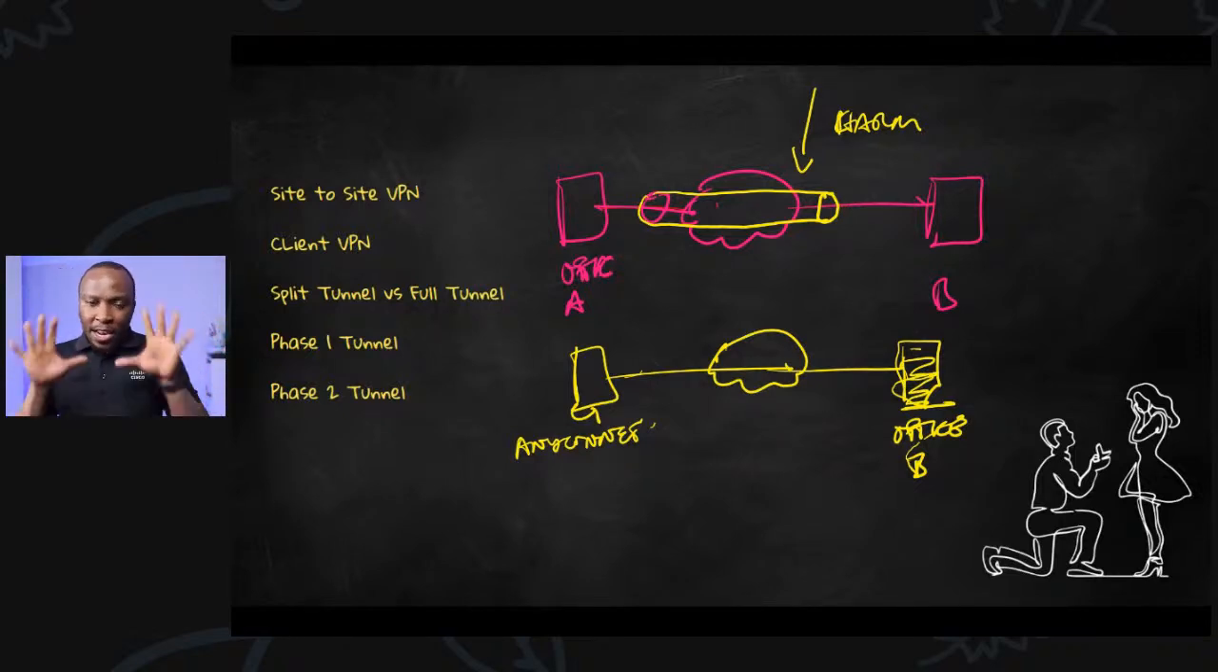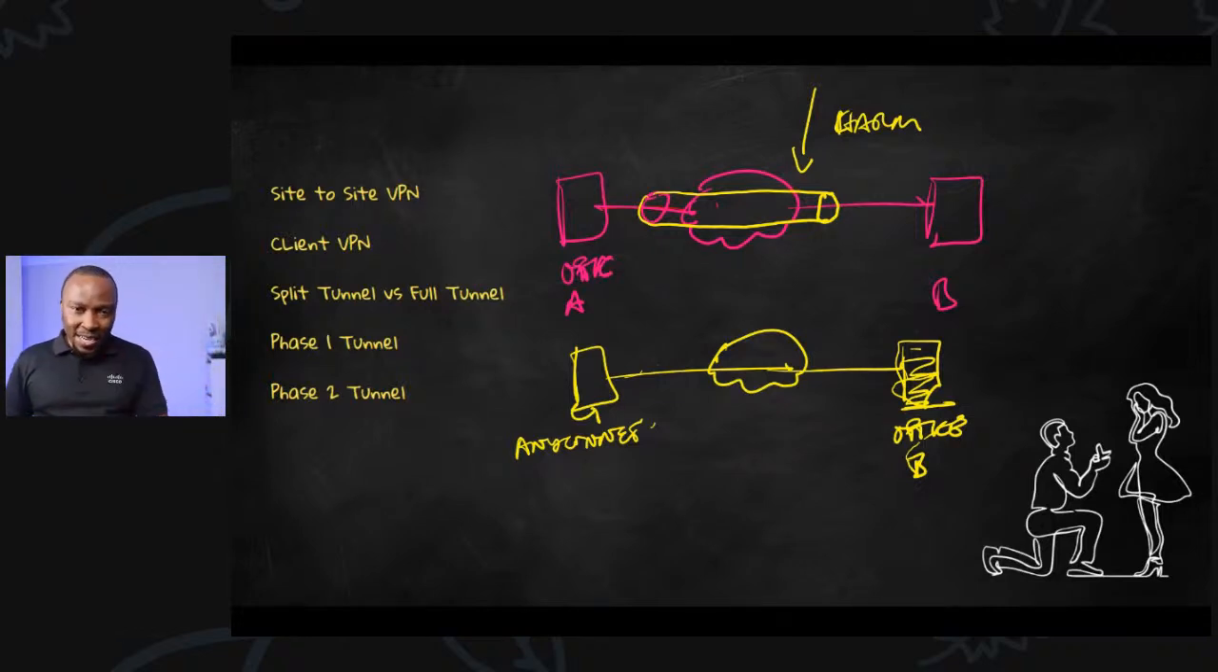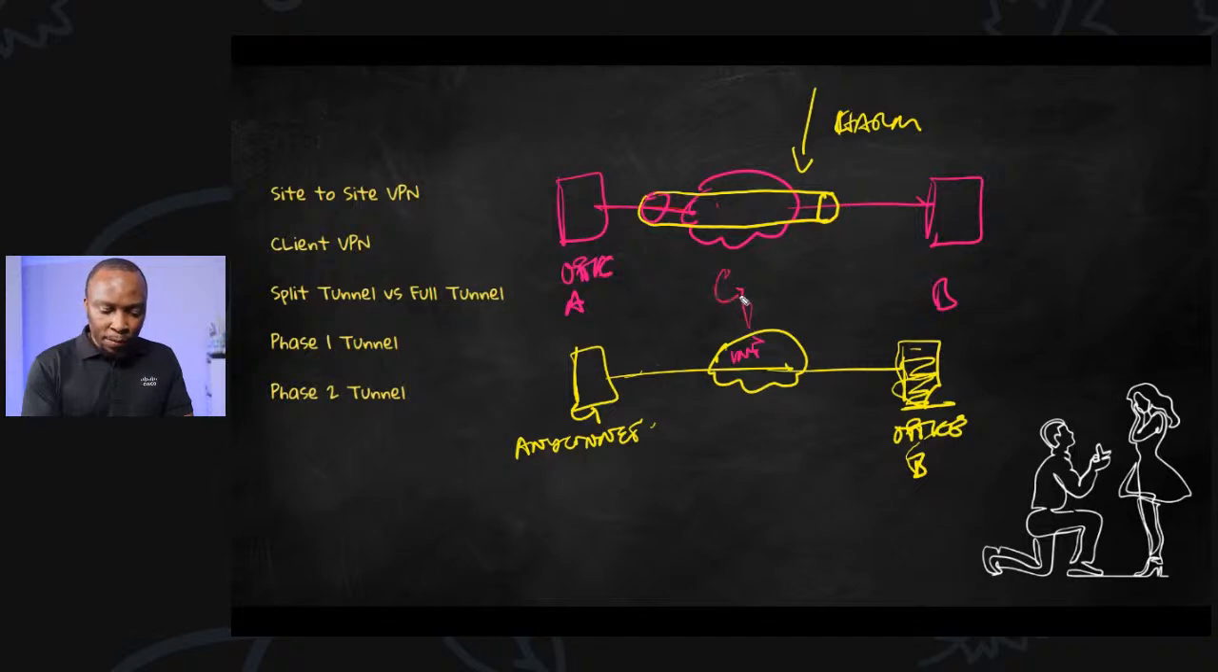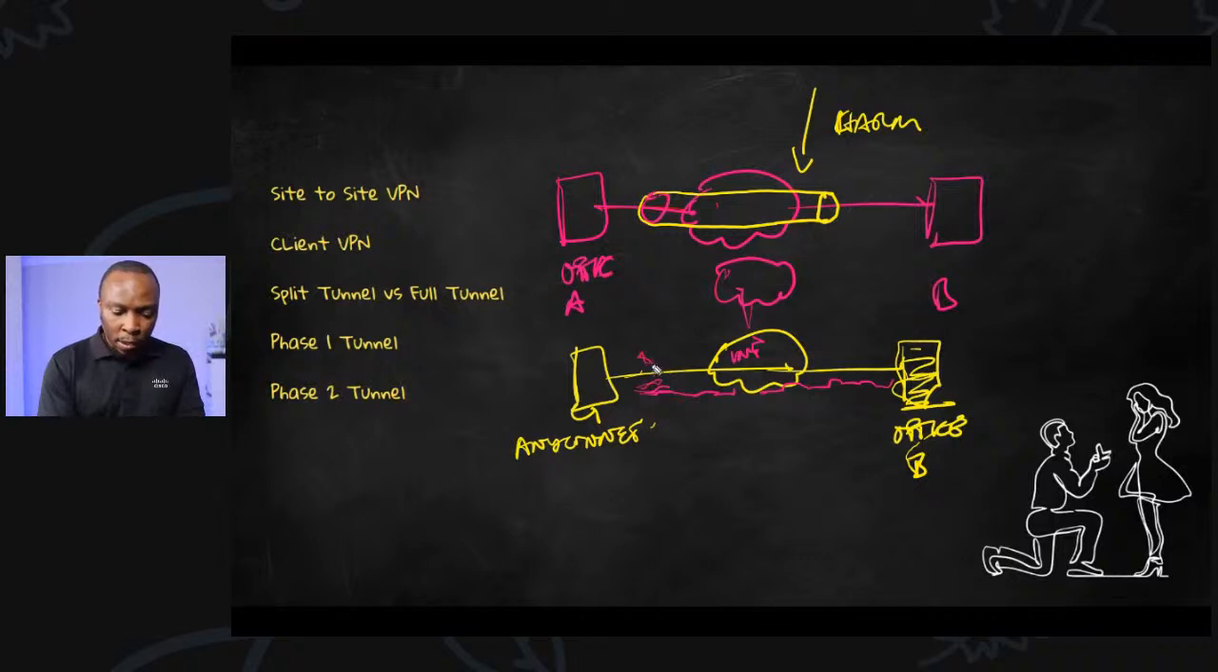Now, within that VPN space, there's something known as split tunneling or a full tunnel. Now, the difference between split tunneling and a full tunnel, and I'll just change my color. So this is the internet, or maybe let me put this being the internet. With split tunnel, only the traffic that is destined for the head office goes over the VPN tunnel. I don't know what's happening with my pen. Okay, there we go.